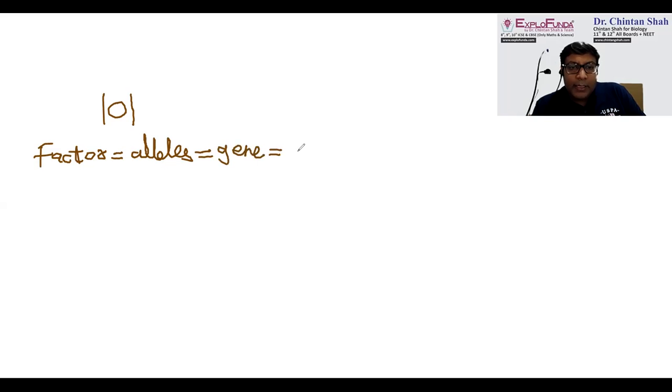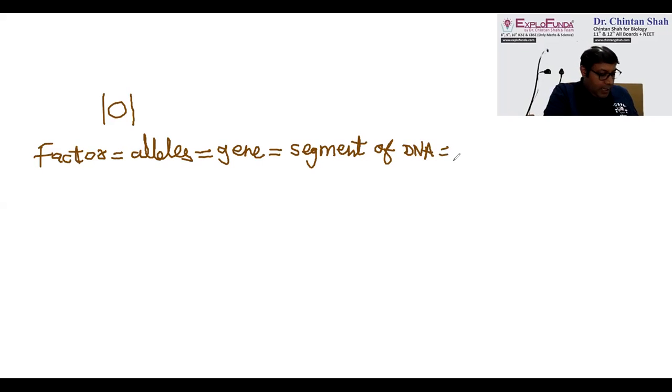So as time went on, new discoveries came into existence. A gene is a segment of DNA, and they are present on what? They are present on chromosomes. So this is what we have done. Yes or no? Can you recall this?